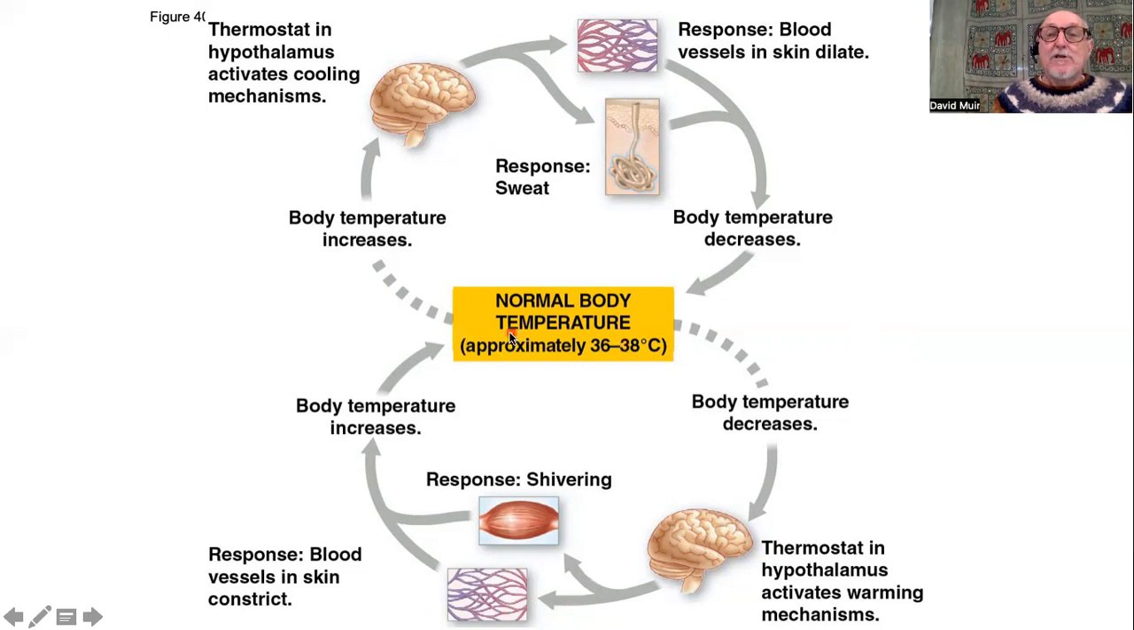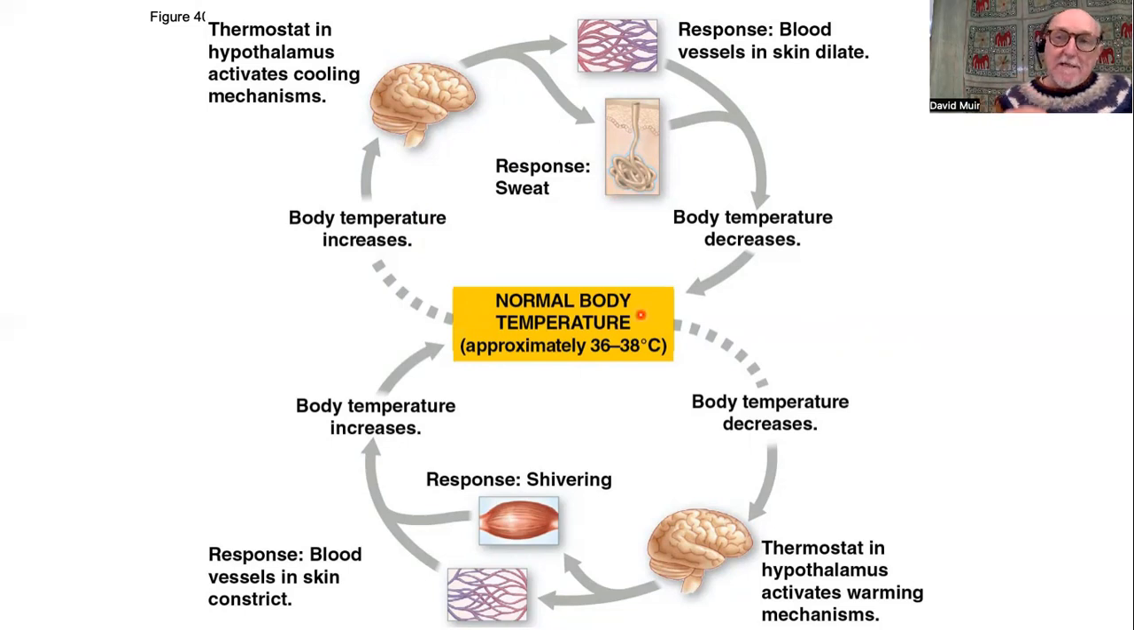The normal body temperature is between 36 and 38, around about 37. If the hypothalamus perceives that the body temperature is rising too high, it has two principal effects that it gets in response to release of hormones. The first is the dilation of blood vessels in the face and the hands especially, so that we radiate more heat. The second is to stimulate sweating.